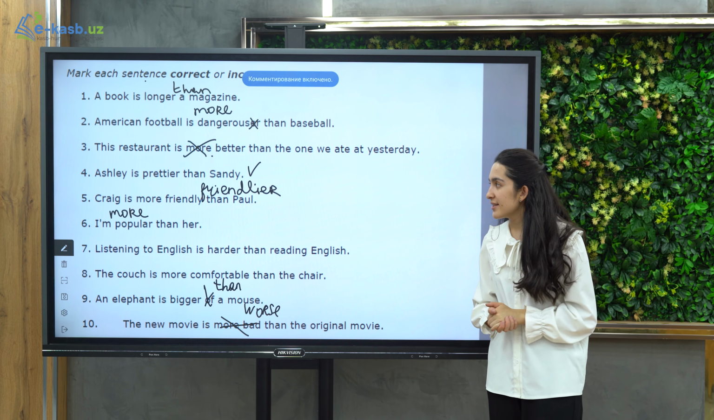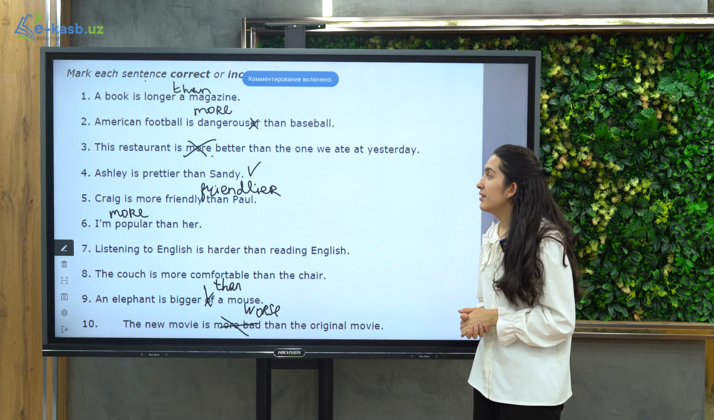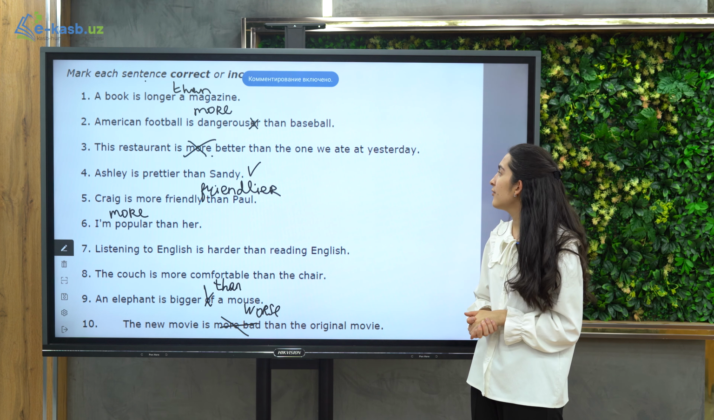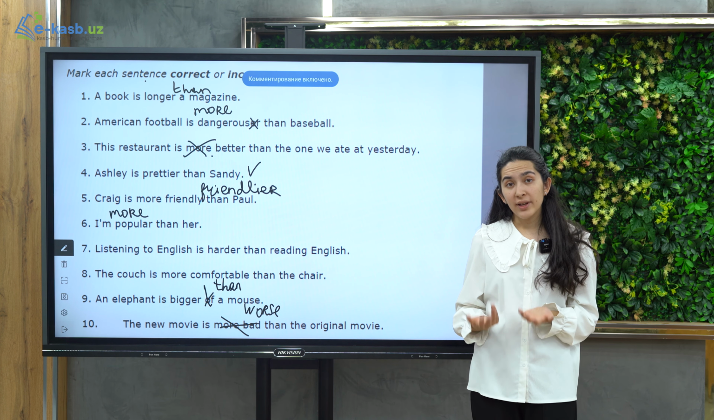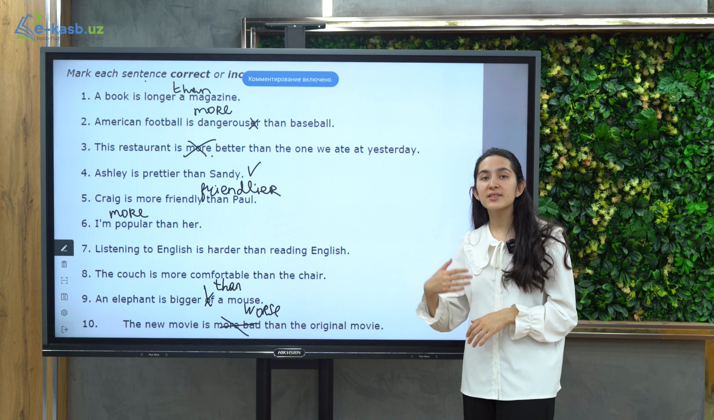So let's check the sentences. Sentence number 3, the restaurant is more better than the one we ate at yesterday. More better, can we say? No, we say just better.